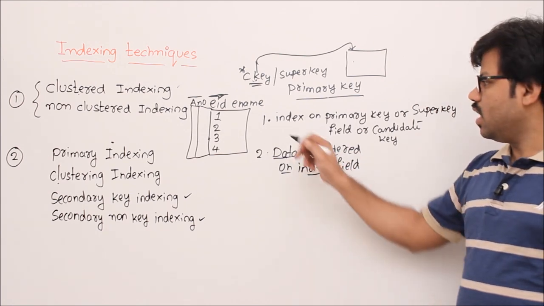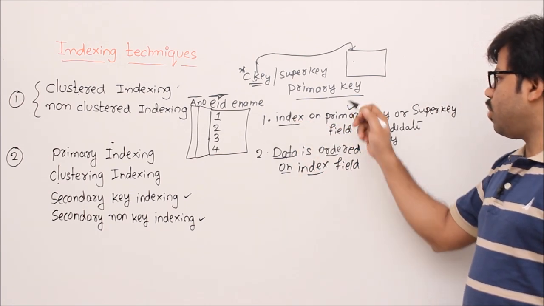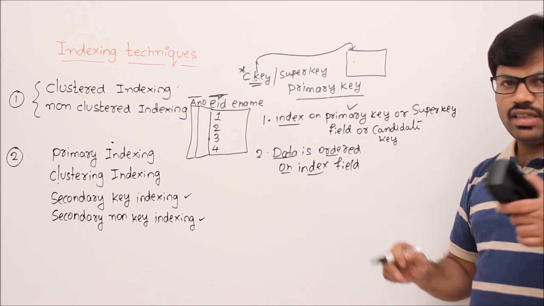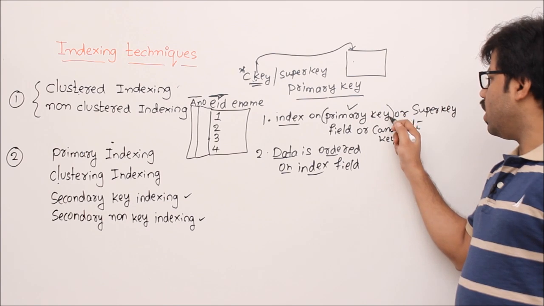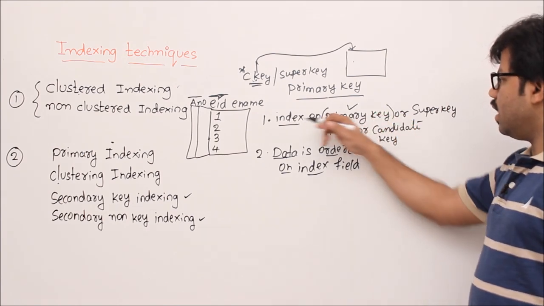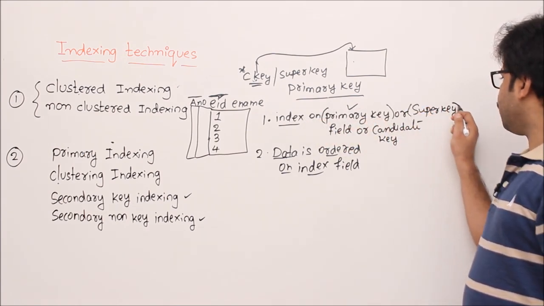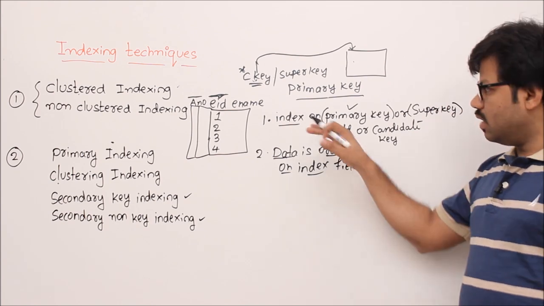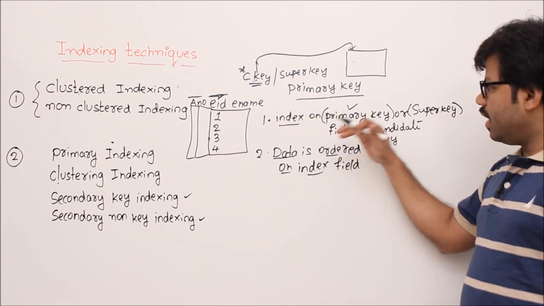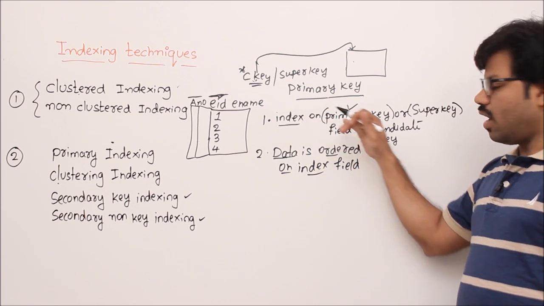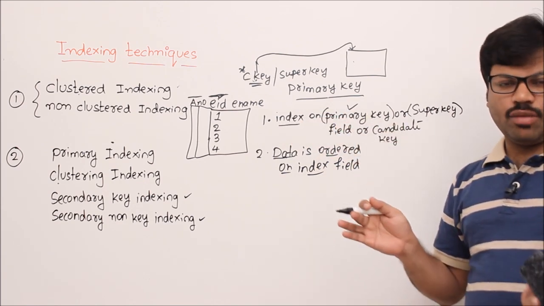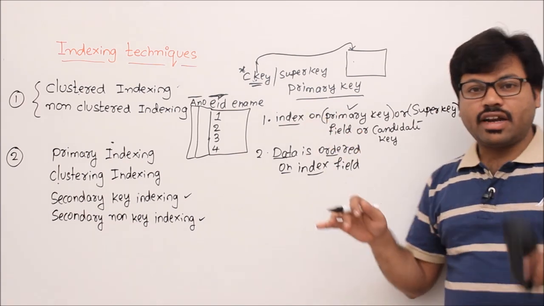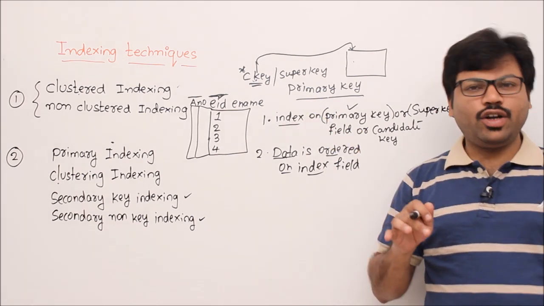In primary indexing, your index is usually on the primary key. Again, in the literature there is ambiguity. Some people say the index is only on the primary key. Some people say the index is on a super key. It doesn't matter. Finally, the idea is the index should be on a set of attributes which uniquely identify the table. That means the index is on attributes which cannot contain duplicates.